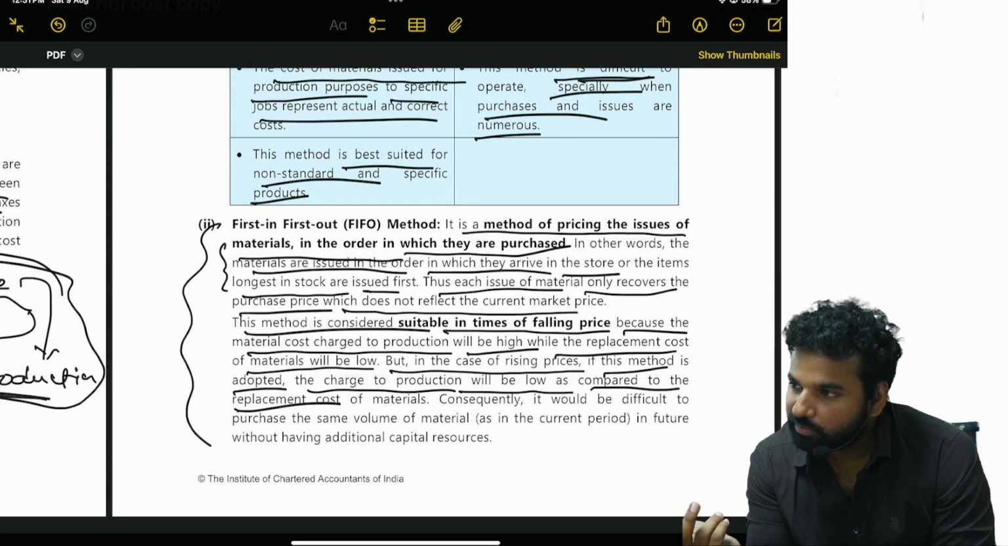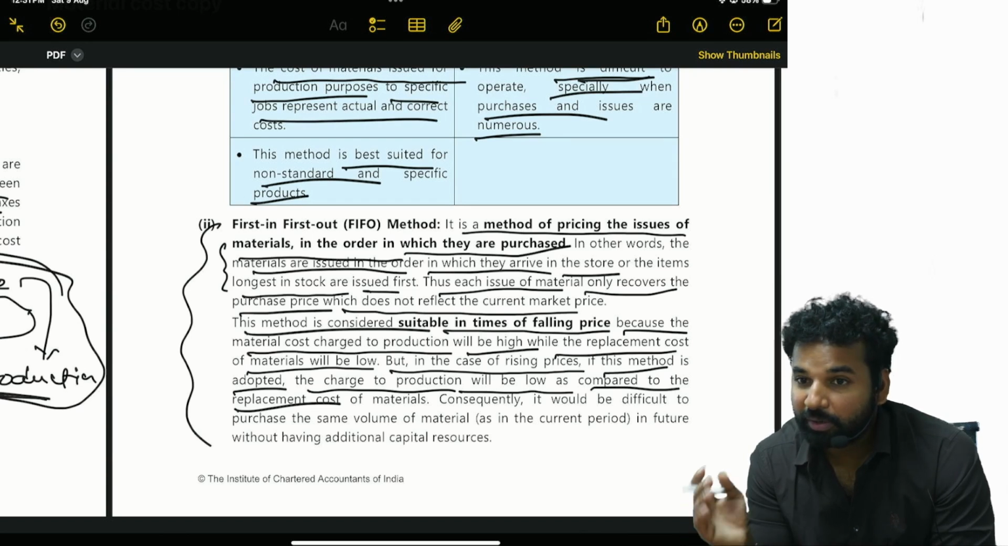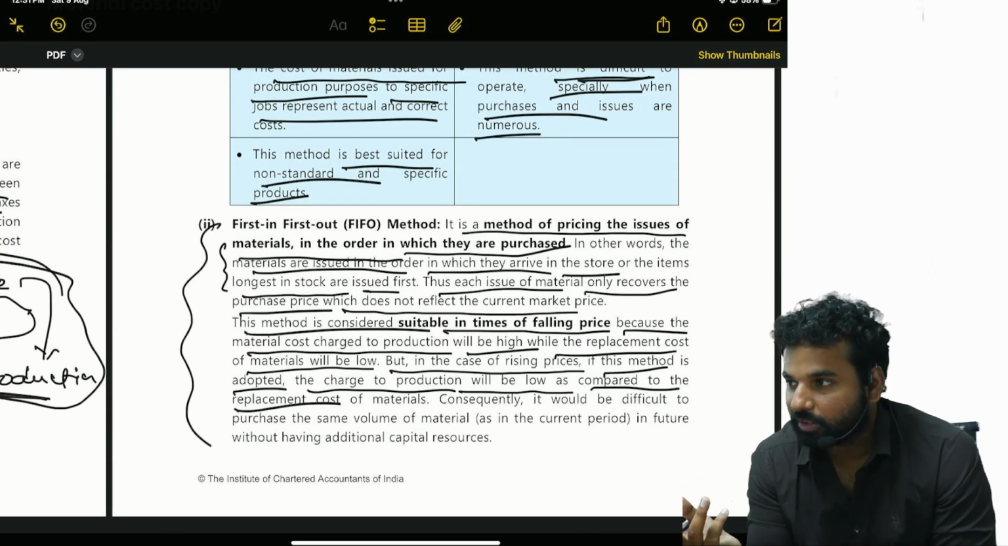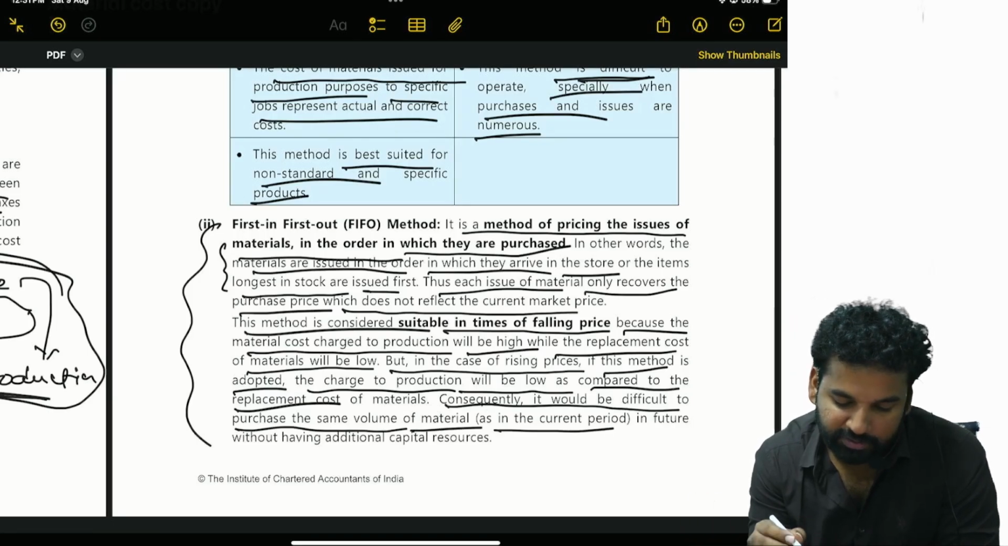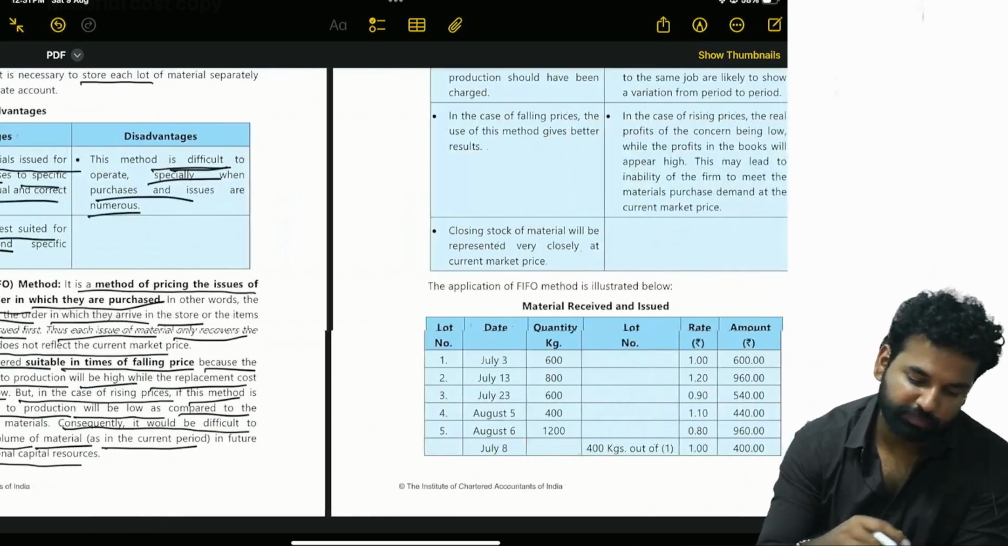As a result, what will we fix? Selling price. A lesser selling price we may fix, resulting in loss also. Consequently, it would be difficult to purchase the same volume of the material as at the current price in future without having additional capital resources.